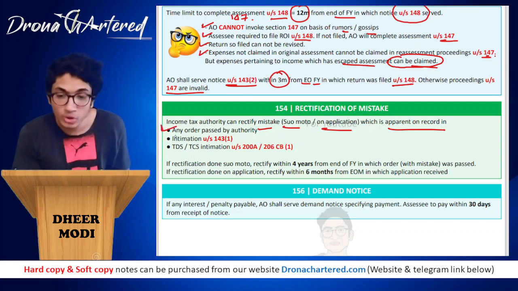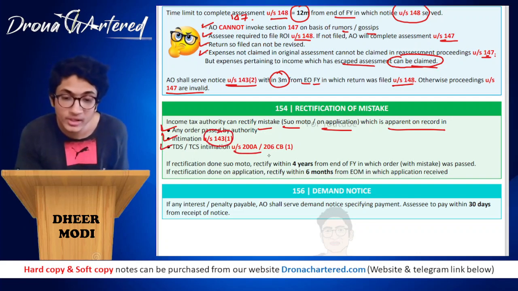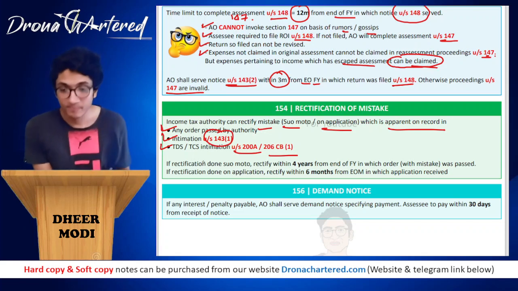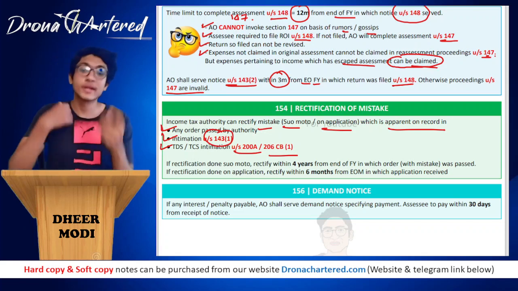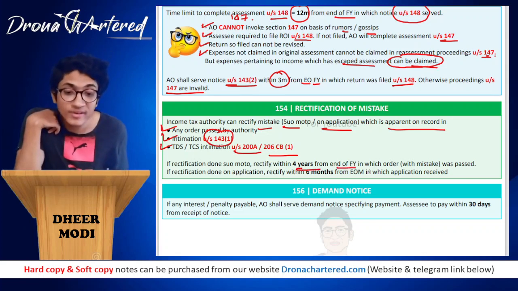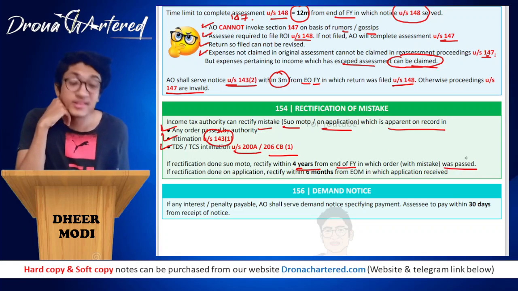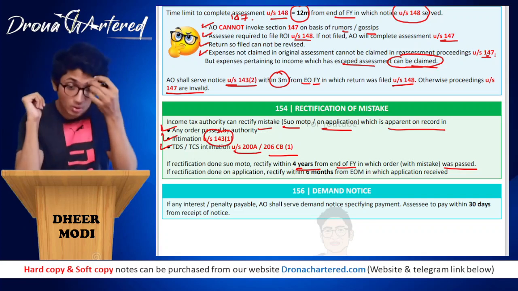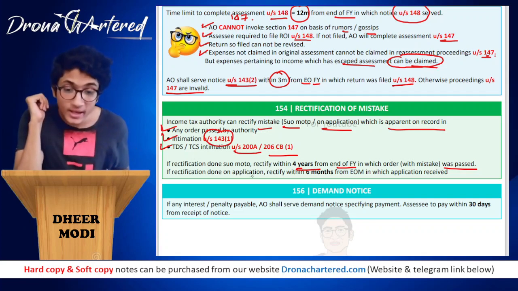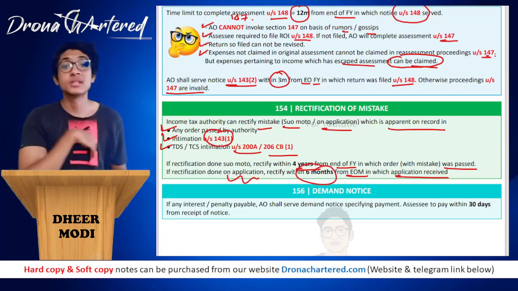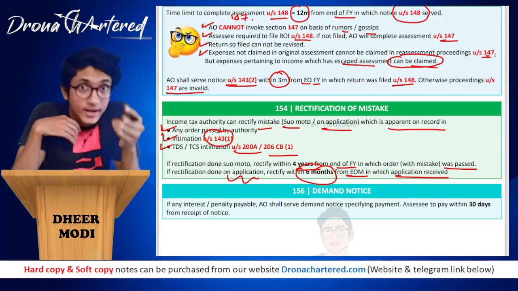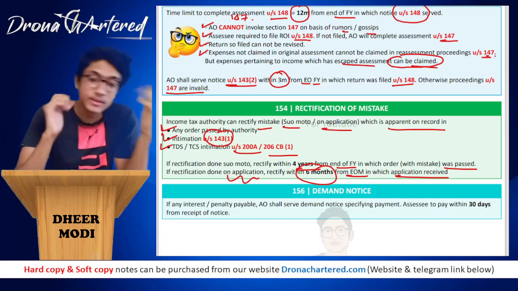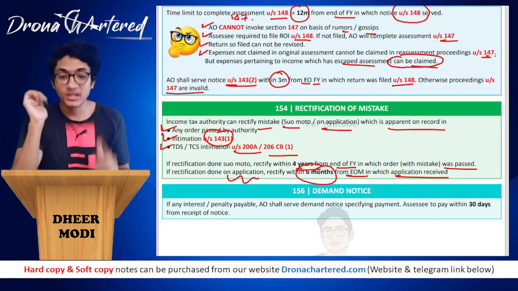So any order passed by the authority, intimation under section 143(1), or your TDS/TCS intimation under section 200A or 206CB1. If rectification is done suo moto, rectify within 4 years from the end of the financial year in which the order with the mistake was passed. If rectification is done on application, rectify within 6 months from the end of the month in which the application has been received. In whichever month you have received the application, take the end of that month, 30th or 31st, then calculate 6 months. That is the time limit within which the rectification should be done.